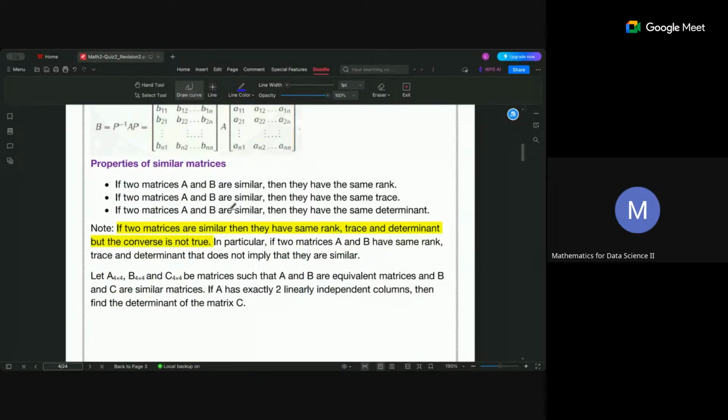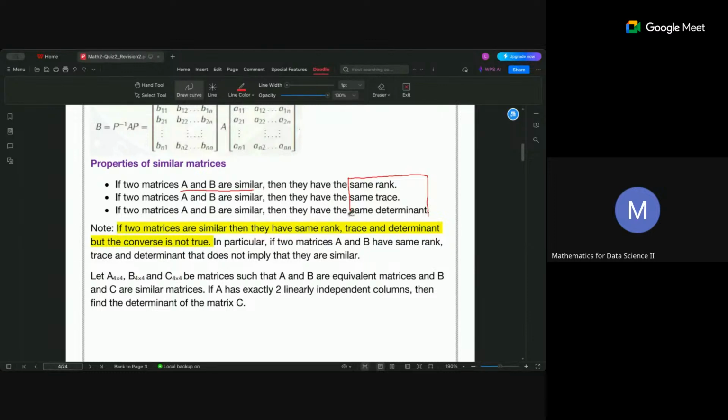So what are the properties of similar matrices? If two matrices are similar, then they have the same rank, same trace, same determinant. Okay. So if A and B are similar, then they have same rank, same trace and determinant.